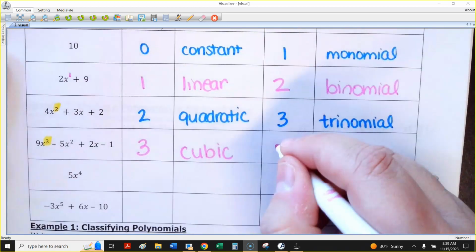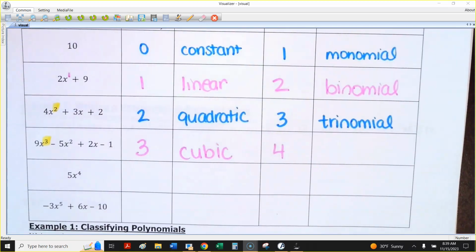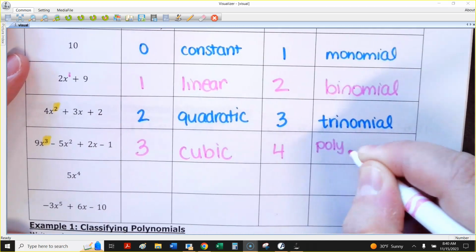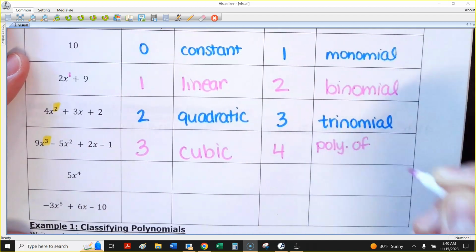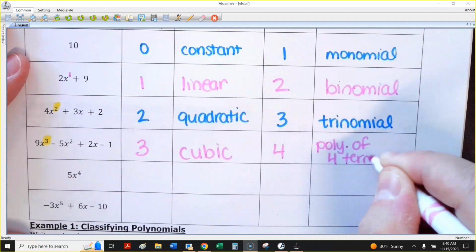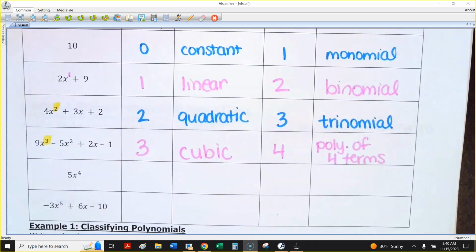There are no special names for the terms beyond 3, so I'm going to abbreviate this, but we just call it a polynomial of however many terms. So if it's more than 3, just call it a polynomial of 4 terms is how we would label that. Not a lot of the questions are you going to run into that, but if we had 5 terms, we'd call it a polynomial of 5 terms. If we had 6, we'd call it a polynomial of 6. So only special names, just 1 through 3.